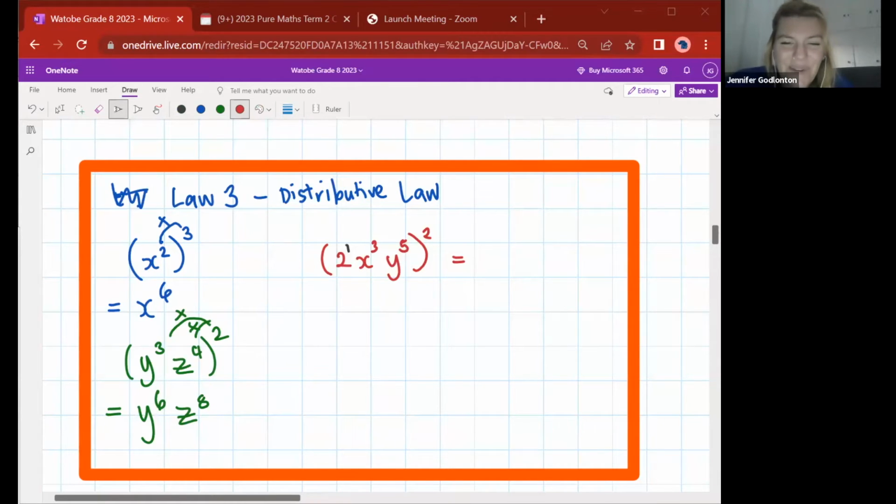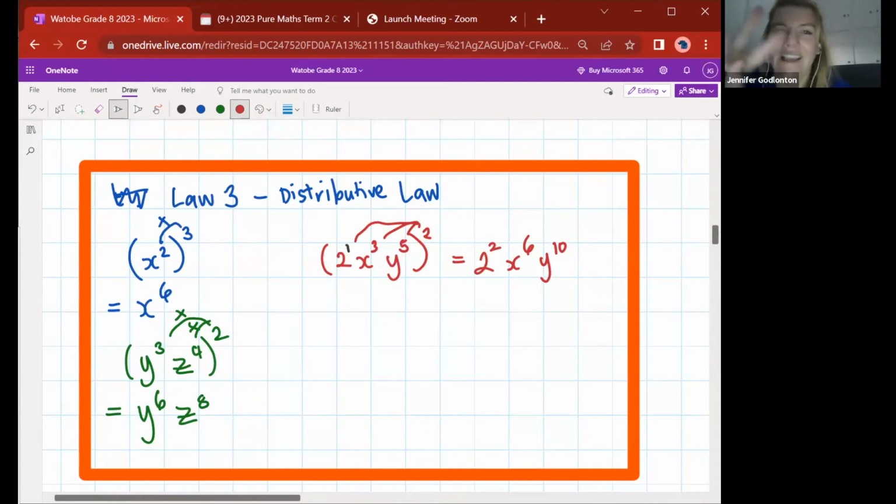Don't fall for the trap with that number, guys. Be careful with it. Good. So we're going to take that 2 and we're going to multiply it by all of those. So we're going to have 2 to the power of 2, x to the power of 6, y to the power of 10. And if you wanted to write that 2 to the power of 2 as 4, you could. That's not a problem. Nice job.